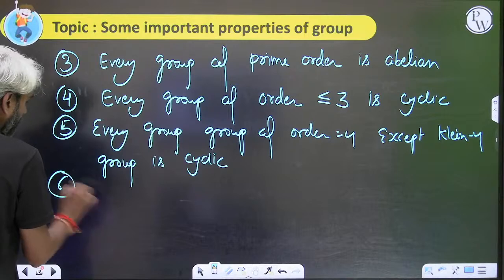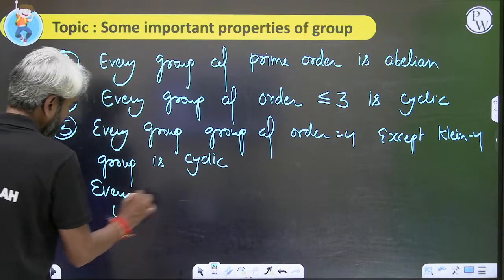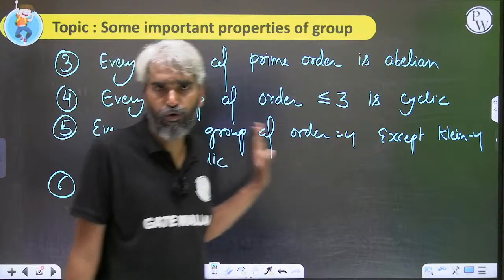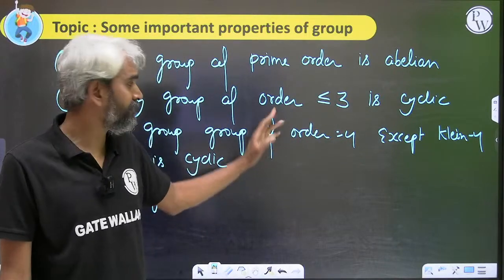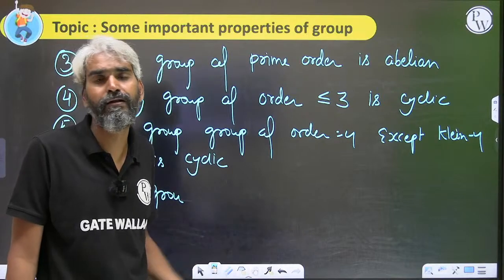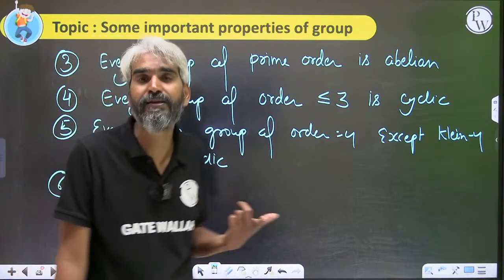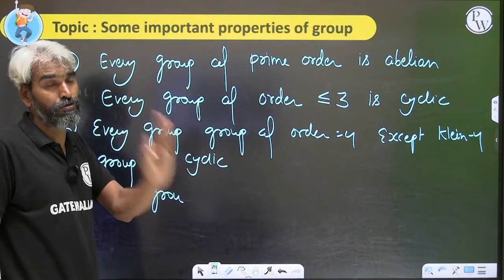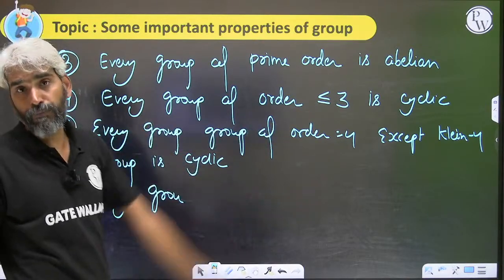What, sir? Every group of order 5, sir, up to element 4, every other group except the C4 group is cyclic, and 5 is a prime number. So every group of order 5 is guaranteed to be cyclic. So we know up to order 5, the only group which is not cyclic is the C4 group of order 4.